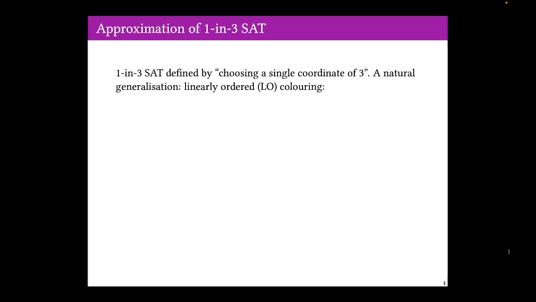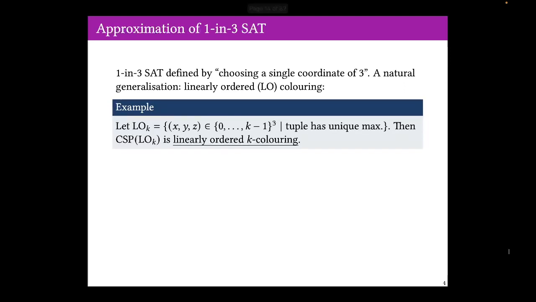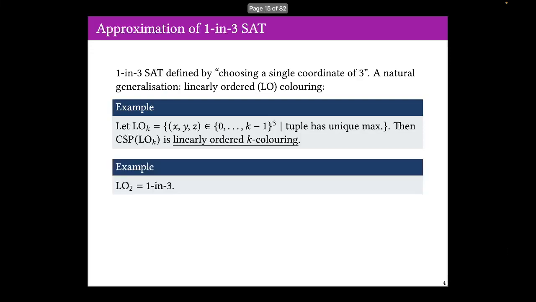linearly ordered coloring. We define LO_k to be the relation that admits a triple xyz of values from 0 up to k minus 1 if and only if that tuple has a unique maximum element. In other words, the maximum value appears exactly once. The corresponding constraint satisfaction problem is called linearly ordered k-coloring. As our first example, LO_2 is identical to 1-in-3.